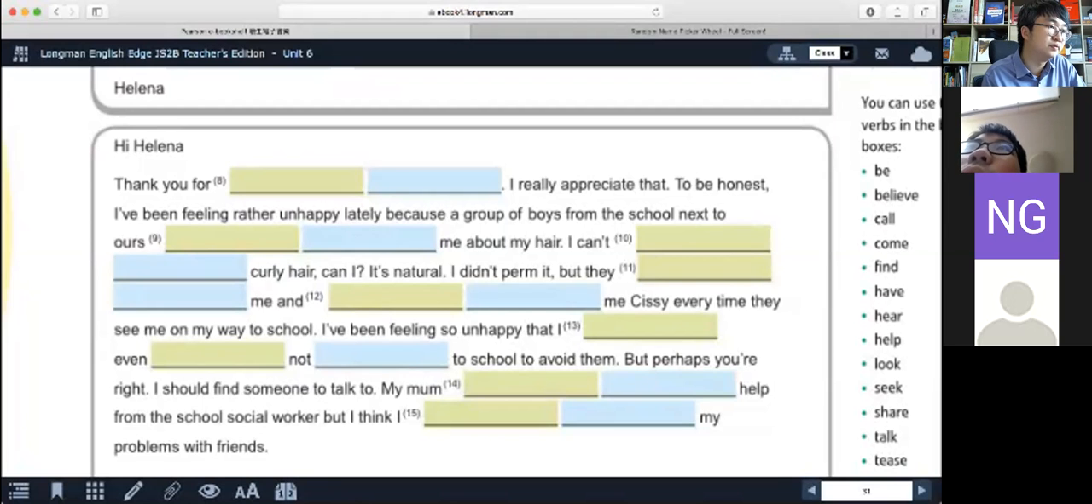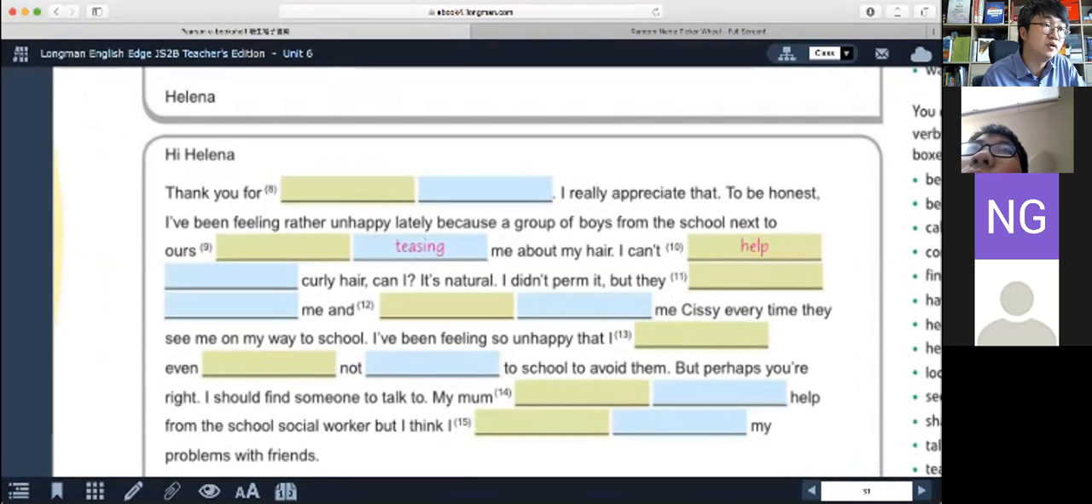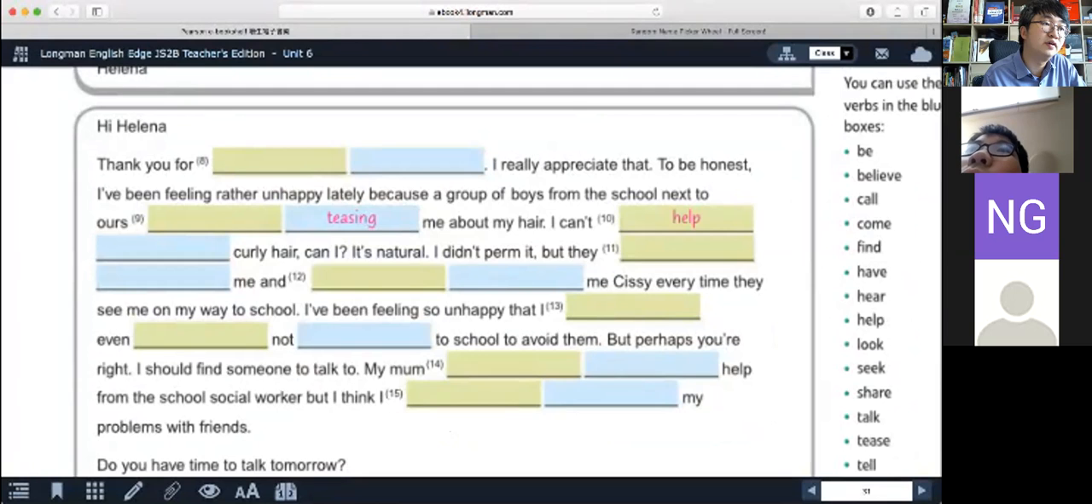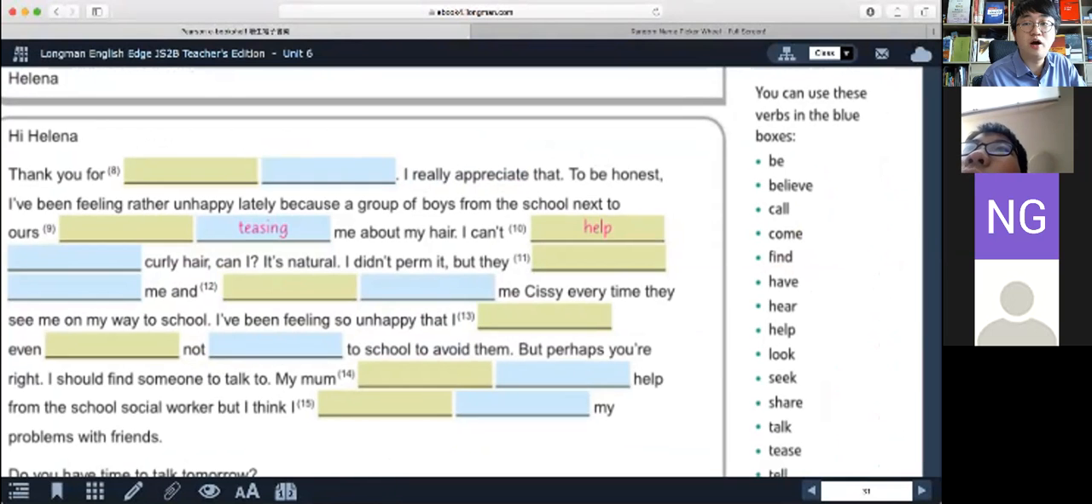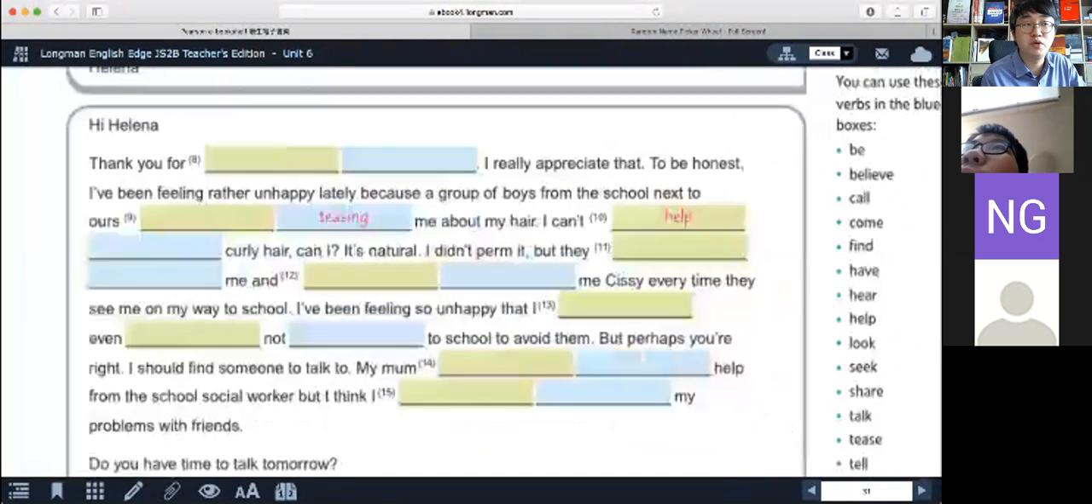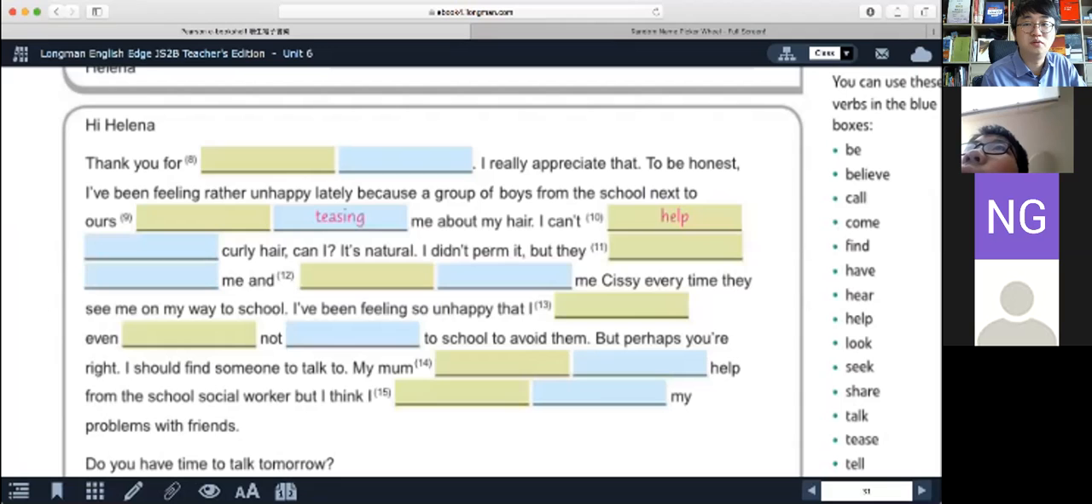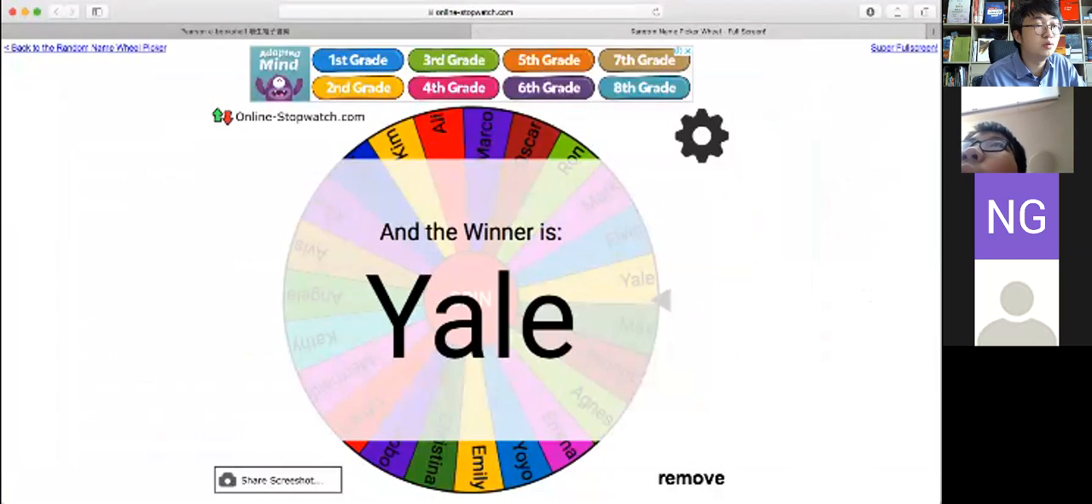I can't help to be curly hair. Can I? Okay, stop. You, in the classroom, you already have to go to the corner. You speak too much Cantonese. No problem lah. Here is not in the classroom. Okay. Use the Zoom and get you to the corner. But you only got 2 correct answers, teasing and help. So let's see if another student can help you to get more than 2 correct answers.